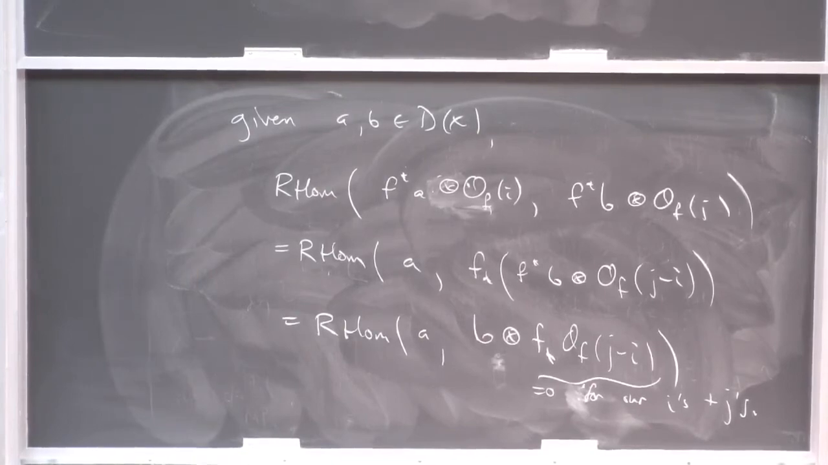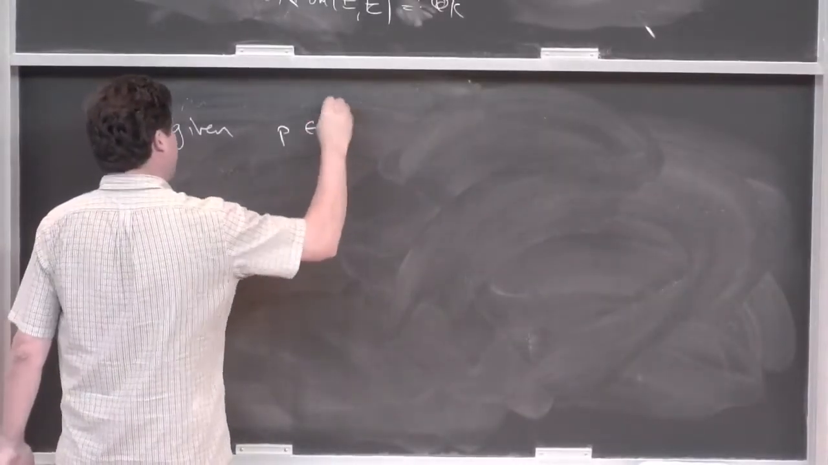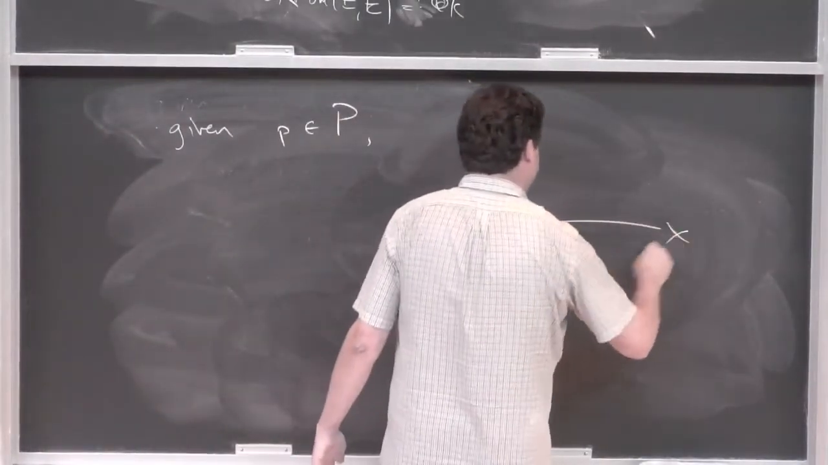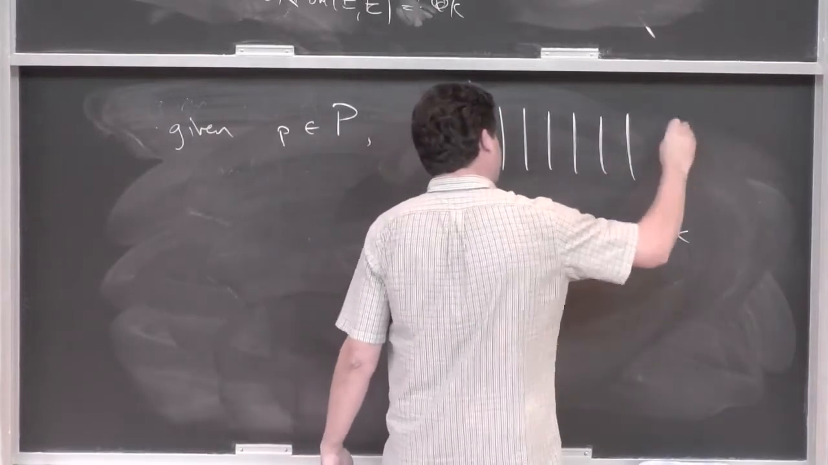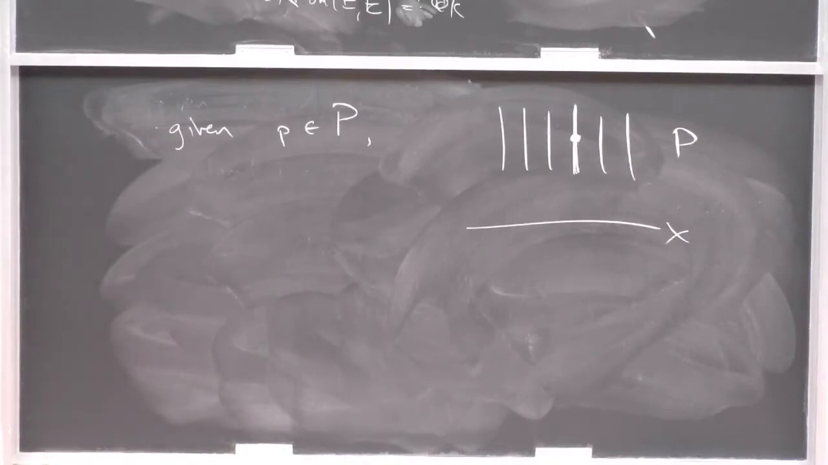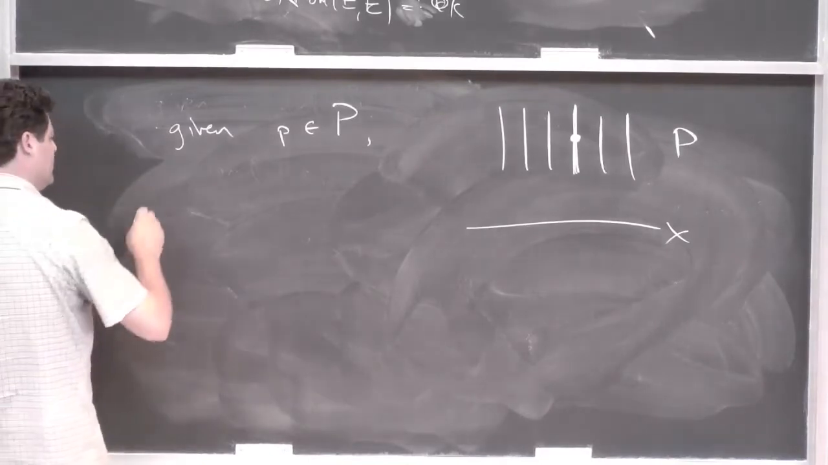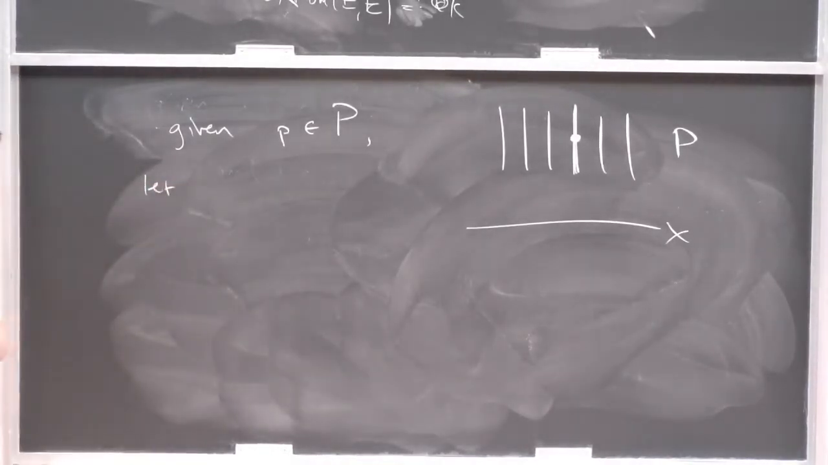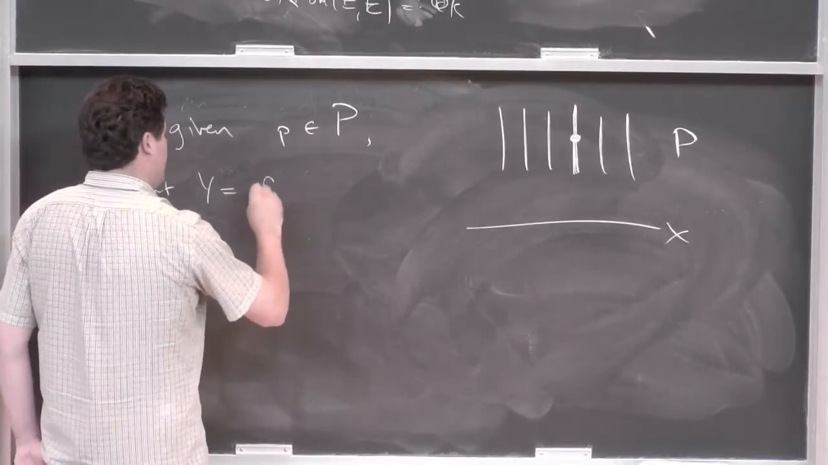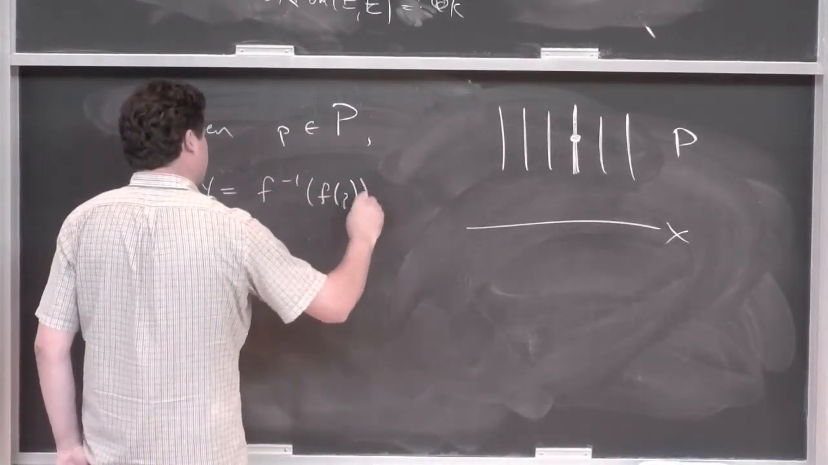So given a point P in P, here's X, here's P, and it's a Pn bundle. If I've been given some point there, what shall I call that fiber? Okay, I don't want to call it F, that seems bad. Let Y be F inverse of F of P, which is a Pn.